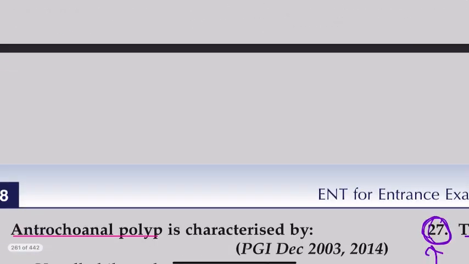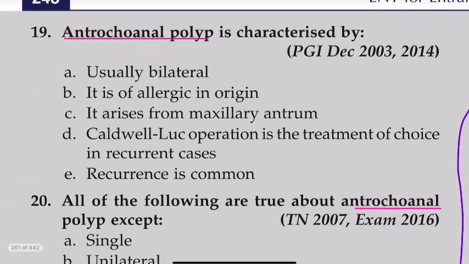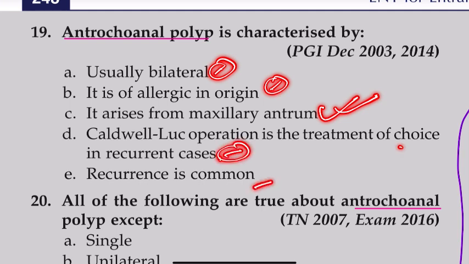Next question: antrochoanal polyp is characterized by unilateral, usually bilateral? No, it is not. Allergic? No. Arises from the maxillary antrum? Yes, it does. Caldwell-Luc operation is the treatment of choice in recurrent case? It was earlier but not nowadays. Recurrence is common? No. So the right answer is it arises from the maxillary antrum.